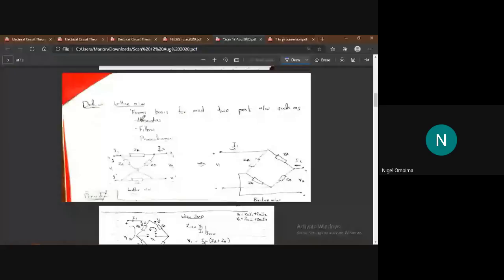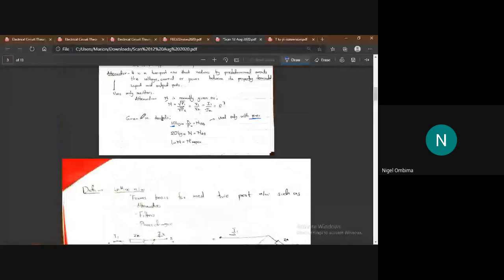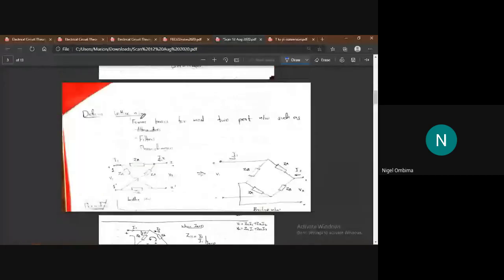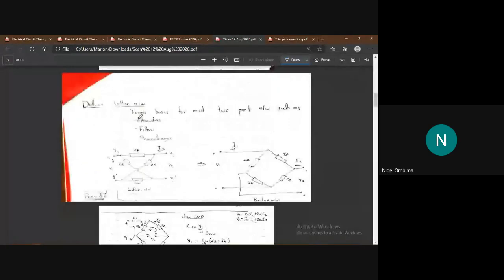Lattice network. Okay. Lattice. Okay. Most attenuators use lattice networks. So nikamua nikuja niwaambie kuhusu lattice networks. Nilipitia kidogo. So this is what I got. It forms bases of two-port networks such as attenuators, filters, phase changers. Is how it looks like.